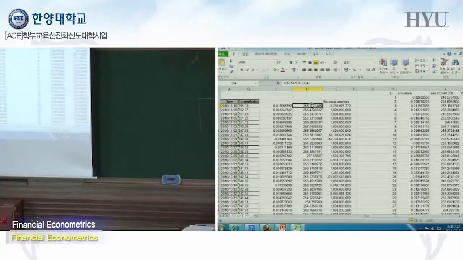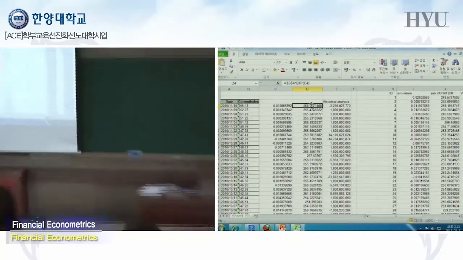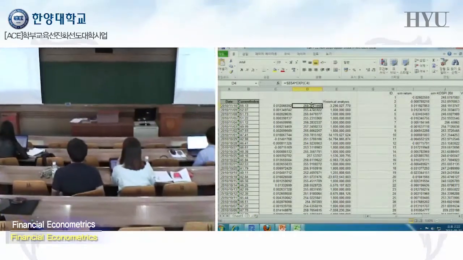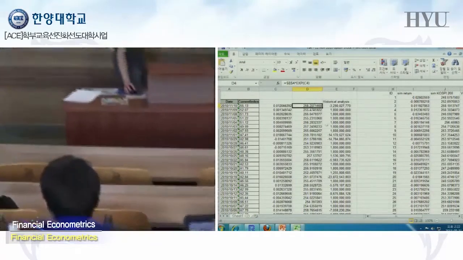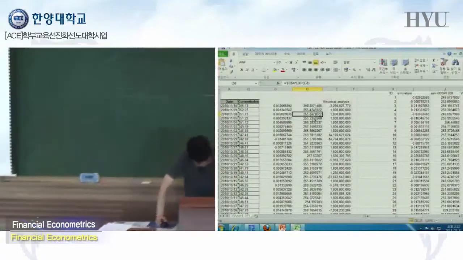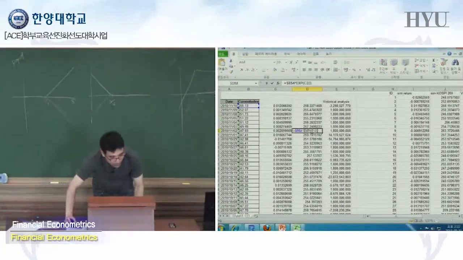This is our historical data. These are the daily returns over the past 10 years, and each of them is a possible scenario. We apply each of these possible scenarios to this one, and we get the possible KOSPI 200 values over here. Yes, they are linked like this. For example, this one multiplied by this one.